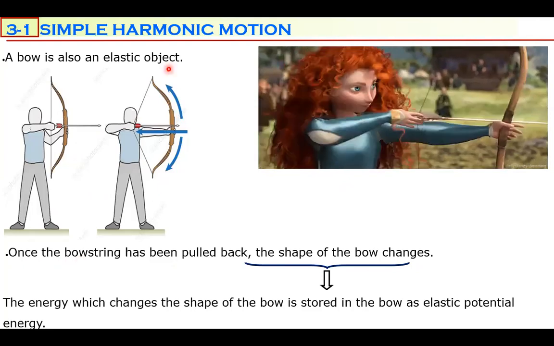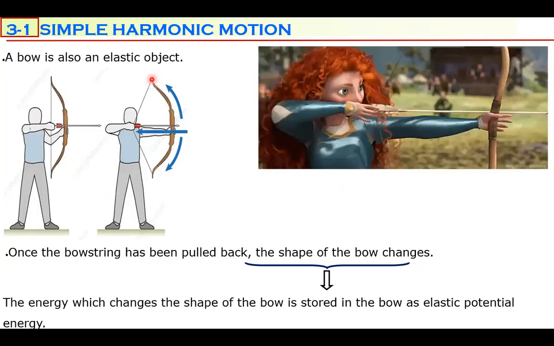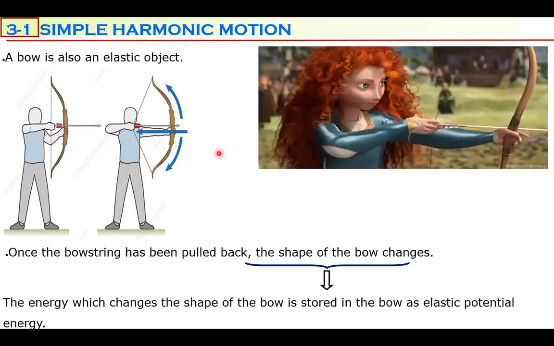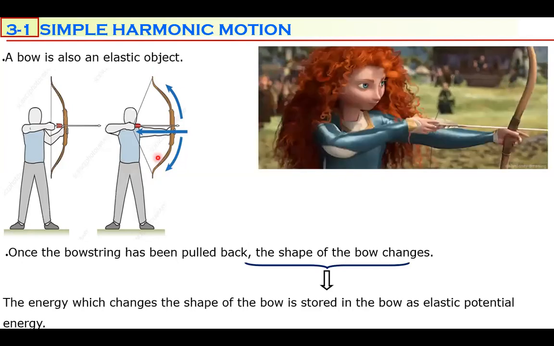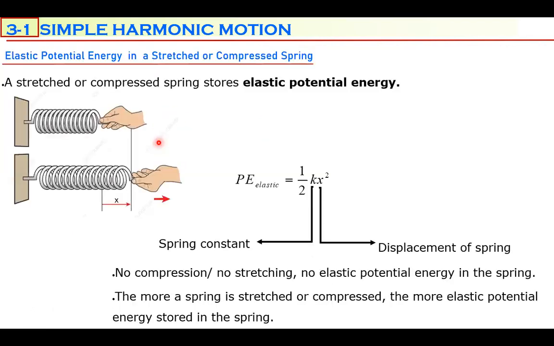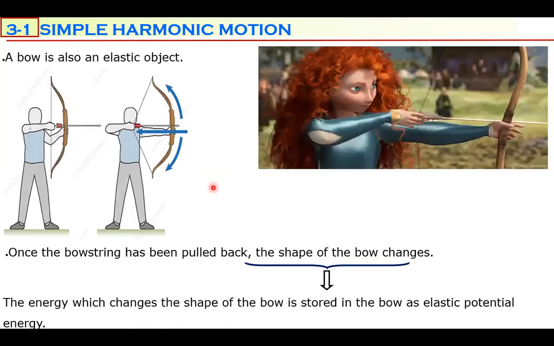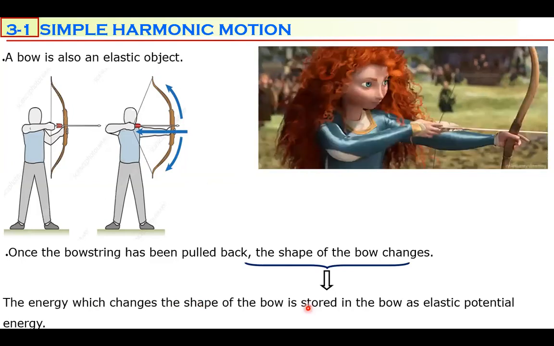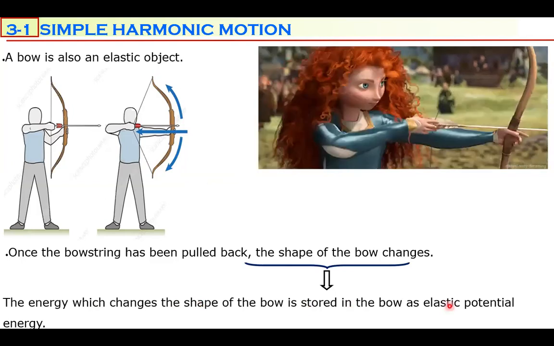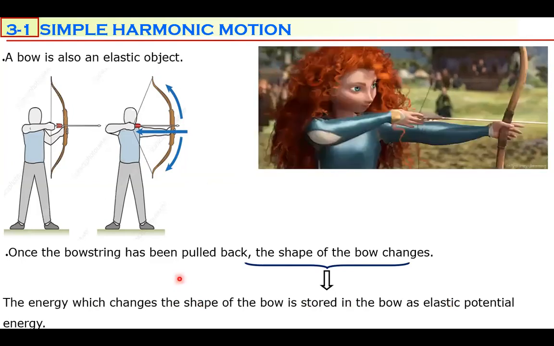Once the bowstring is pulled, the bowstring is attached to two ends of the bow, and this causes the shape to change. Of course, as the shape is changed, what is stored? Elastic potential energy is stored. By changing the shape, in fact, you are storing elastic potential energy in the bow. So the energy which changes the shape of the bow is stored in the bow as elastic potential energy.